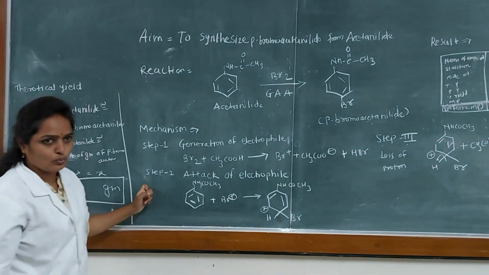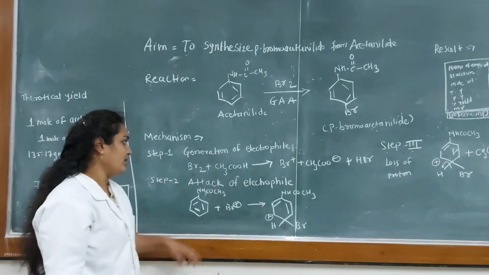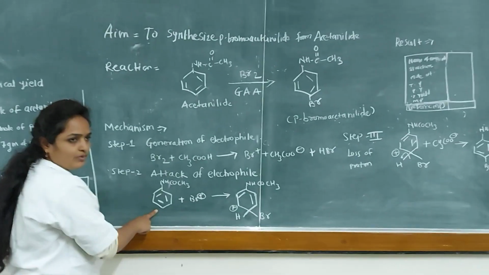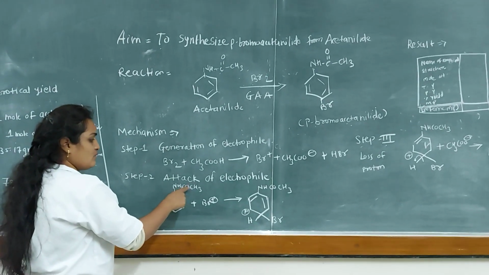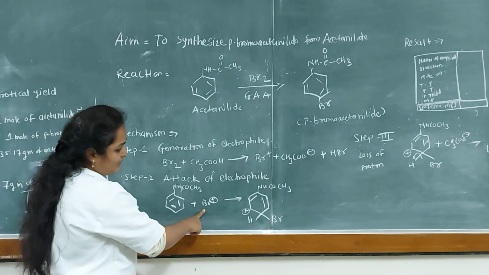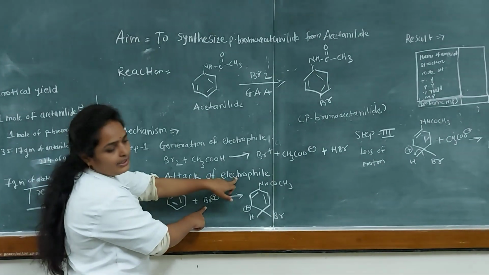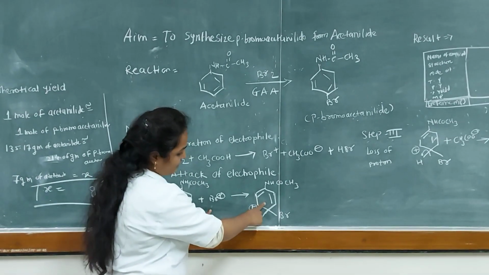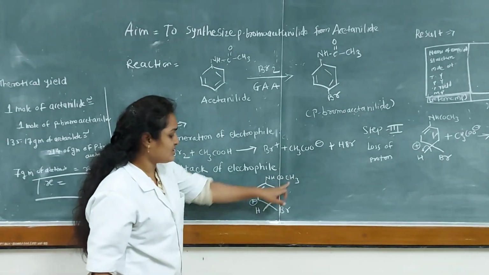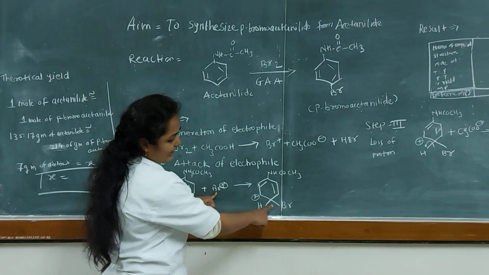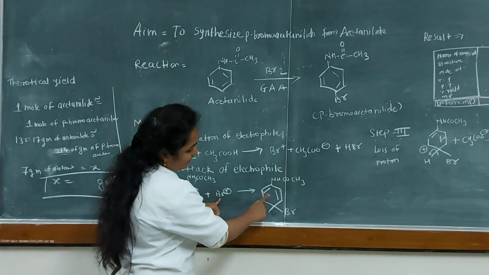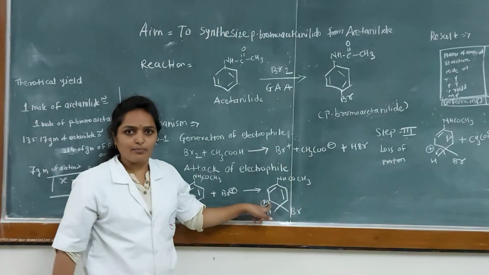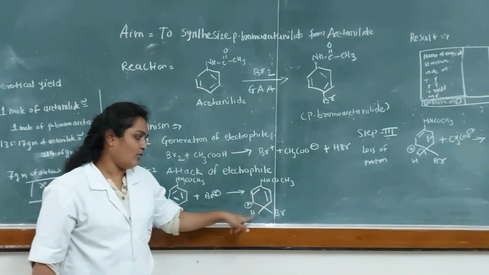Then the next one is step 2, attack of the electrophile. Attack of the electrophile means this Br plus ion attacks the acetanilide. This is the structure of acetanilide, a benzene ring with NHCOCH3. It reacts with Br plus, which is why it is called attack of electrophile. This acetanilide reacts with Br plus and gives this product, a benzene ring with NHCOCH3, and the Br plus atom is attached at the para position, and one hydrogen is replaced, giving HBr. And here is the formation of the carbocation.